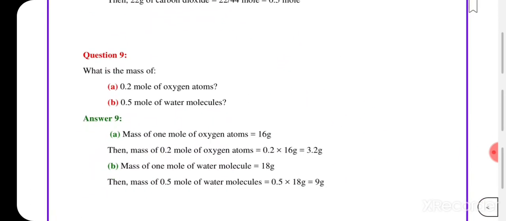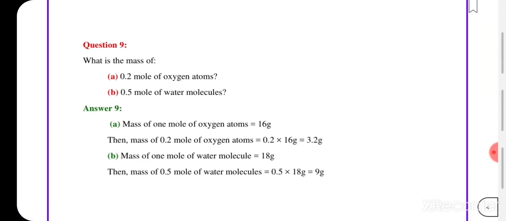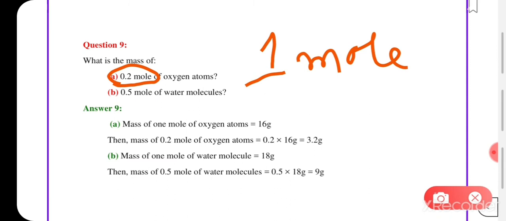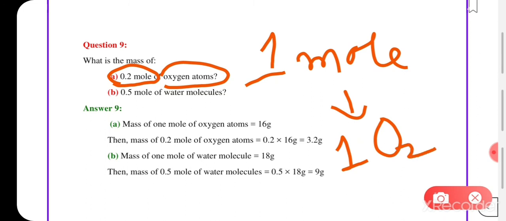Now next question, what is the mass of 0.2 moles of oxygen atoms? So what you have to do here, it is asked for 0.2 moles. So you can find for 1 mole, right? For 1 mole of oxygen, it is how much? 1 mole of oxygen means 1 oxygen atom. Because they are asking you for oxygen atom, don't think about O2, it is just oxygen. Now we are just talking about one single atom. So the mass of 1 mole of oxygen atom will be 16 gram.